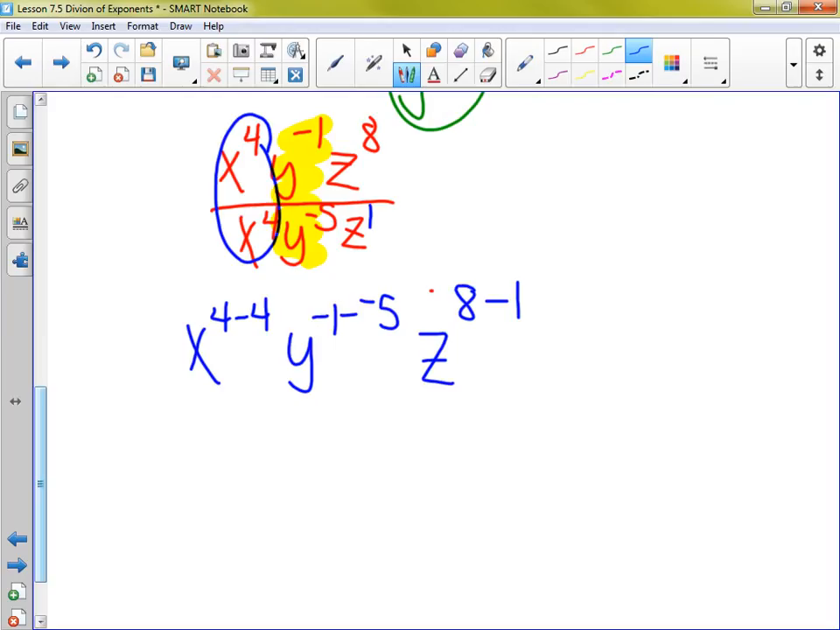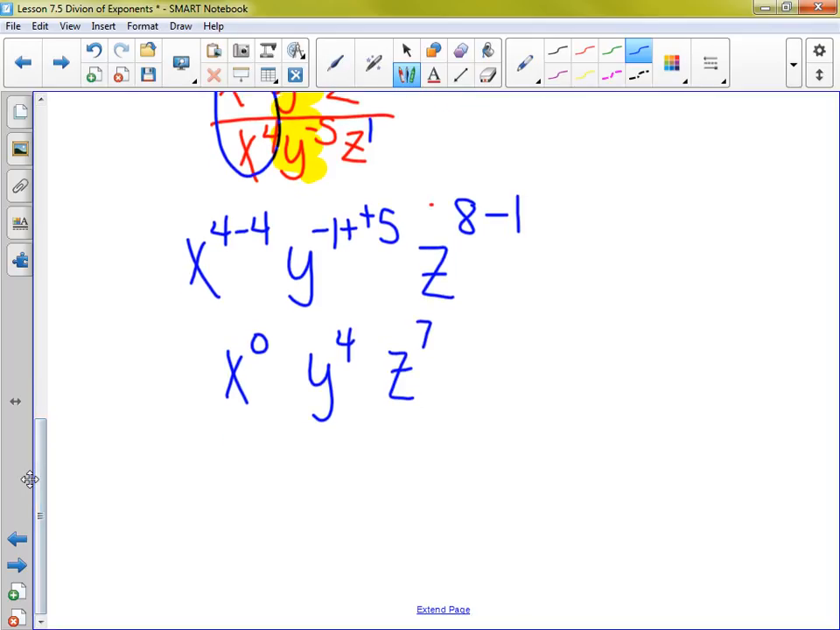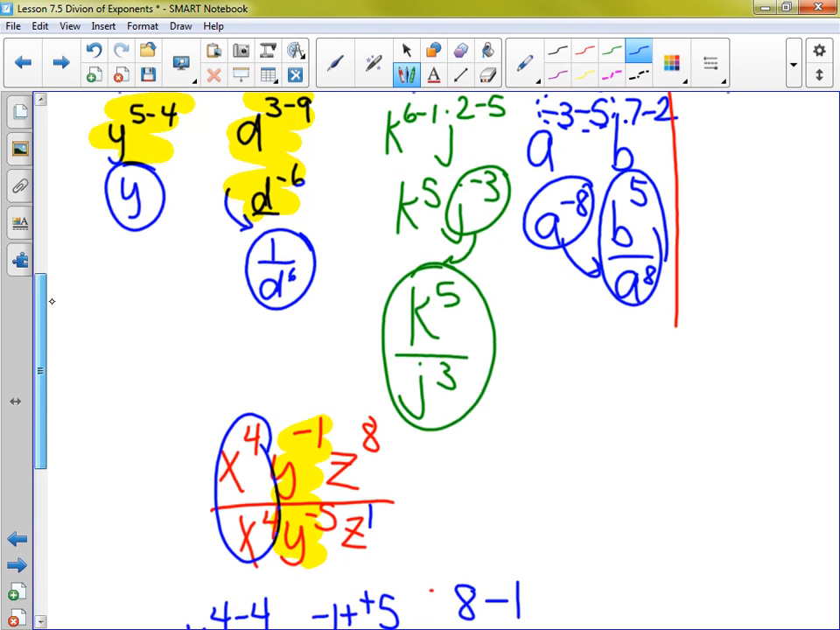4 minus 4 is 0, so the first one is x to the 0. y to the negative 1 minus negative 5. Well, the negative here makes this a plus, so it's really y to the negative 1 plus 5, which gives you y to the positive 4th. And the last part is z to the 8 minus 1, which is 7. Now if you stopped right there, you wouldn't be completely simplified because x to the 0 really equals 1. So your answer is just y to the 4th, z to the 7th. And that's it.